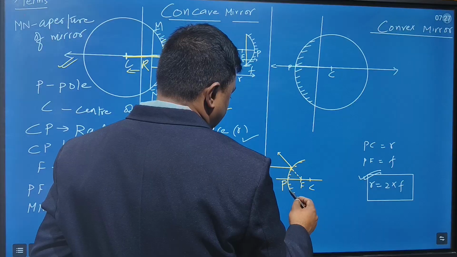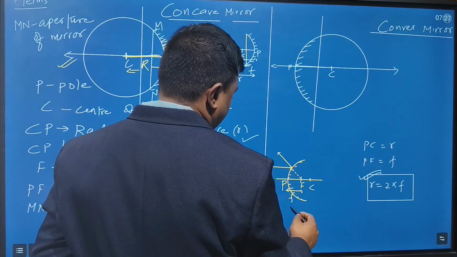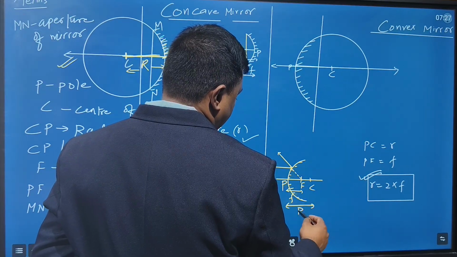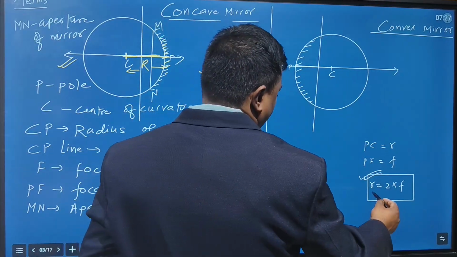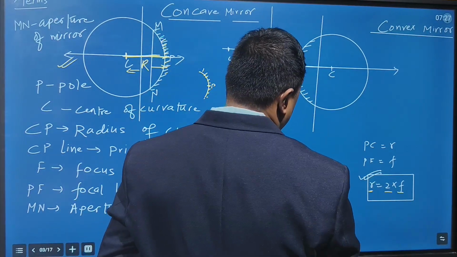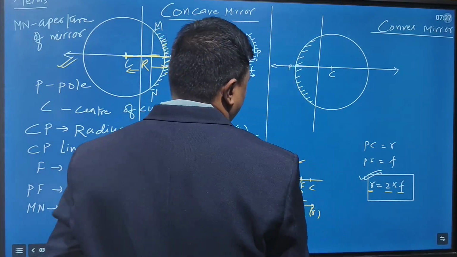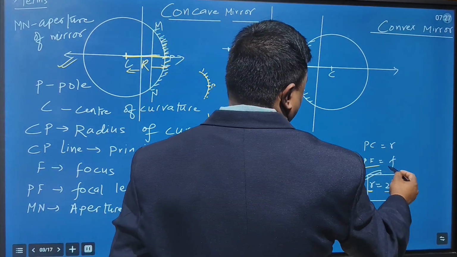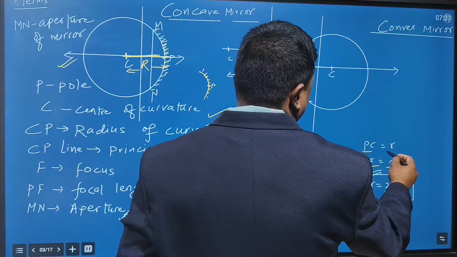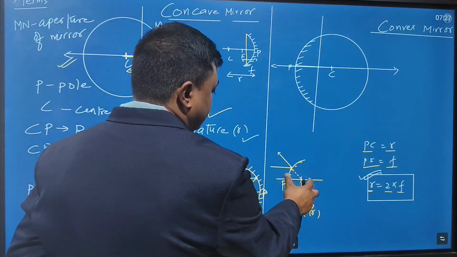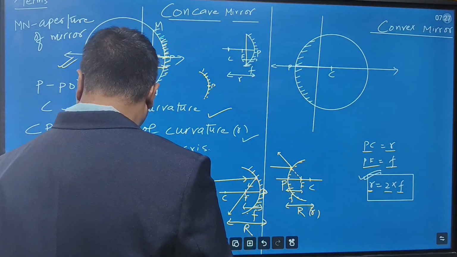Here also you can see the PF distance is what? Focal length, and the PC distance is what? Radius of curvature. Actually, radius of curvature is equal to 2 times of focal length. Small r, capital R is equal to 2 times of focal length. Yes or no? So PF is equal to what? Focal length. Okay, and PC is equal to radius of curvature. Radius of this distance is what? Twice of this distance. Yes or no?